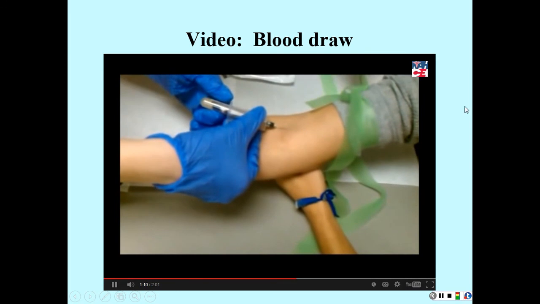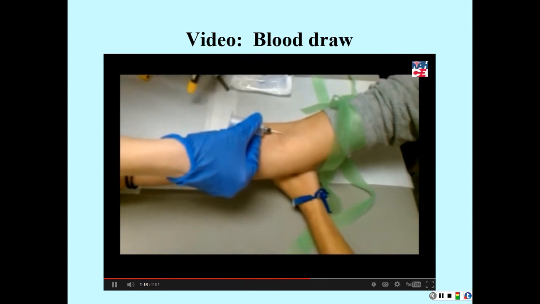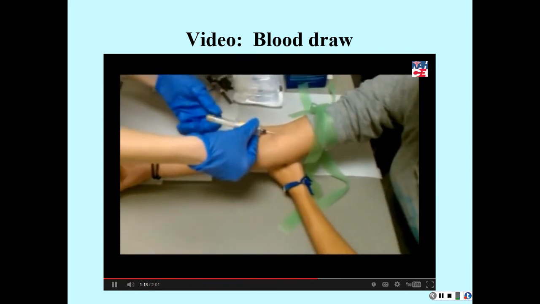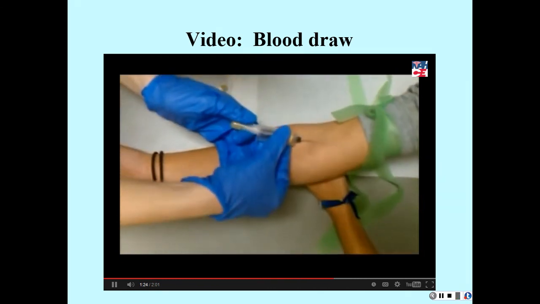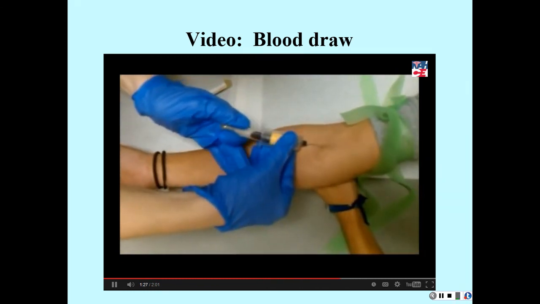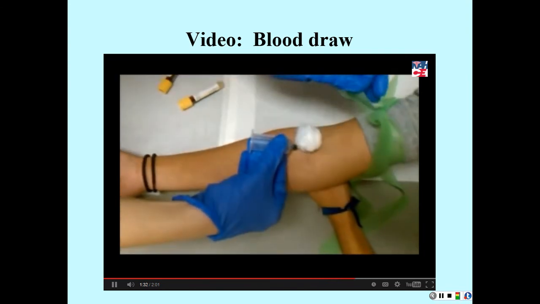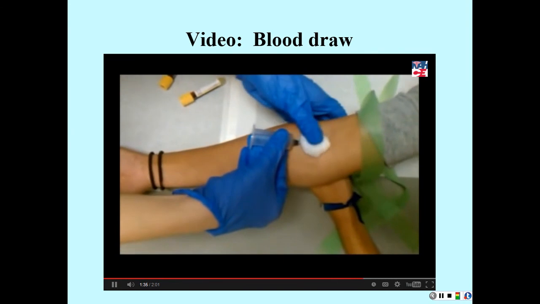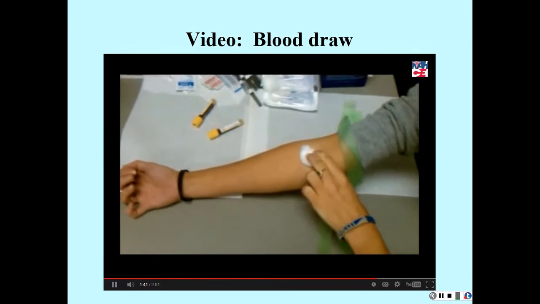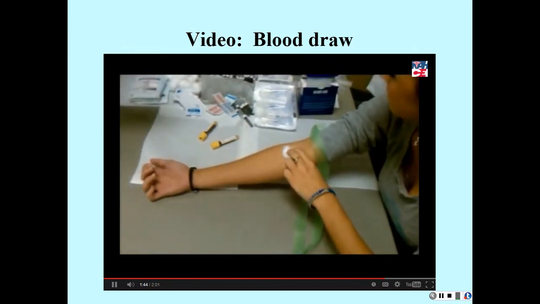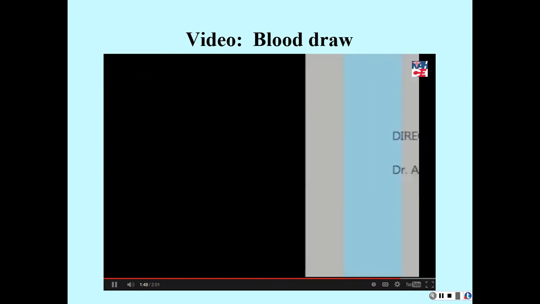After filling the tube completely, remove the tube and rock it back and forth 7 to 10 times to mix the blood with the solution. Follow with additional test tubes as required. Remove the tourniquet, place a cotton ball over the site, remove the needle and apply direct pressure to the site until bleeding stops. Pretty simple.